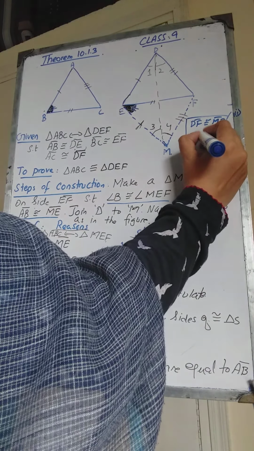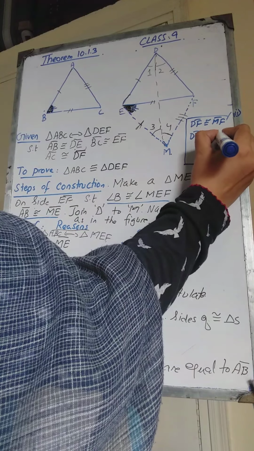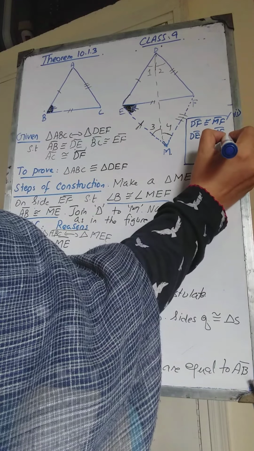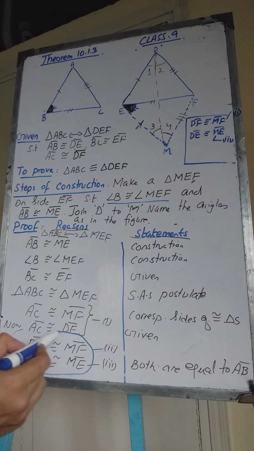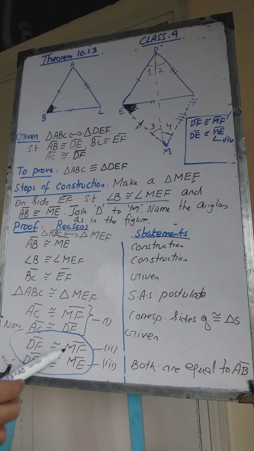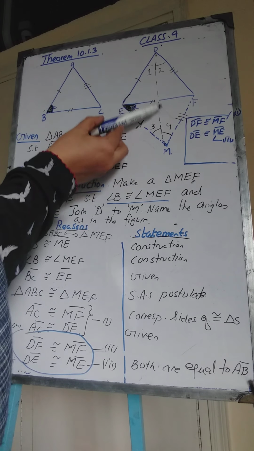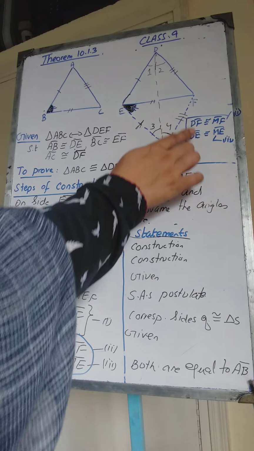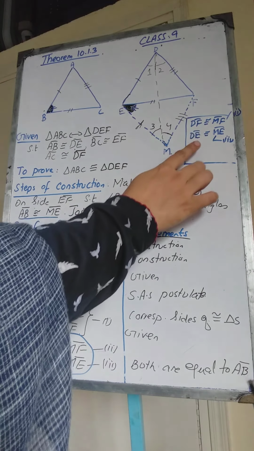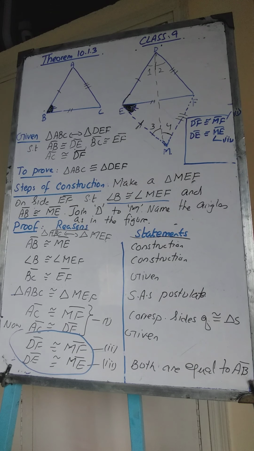DE is congruent to ME. This is equation 3. So till now we have proved these two equations which we are going to use in proving these two triangles. So I have noted them here because I am going to erase this. These are the things that we have proved: DF congruent to MF and DE congruent to ME. Now I am going to erase all this.